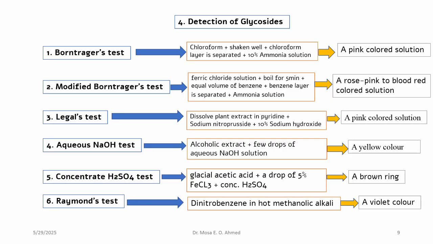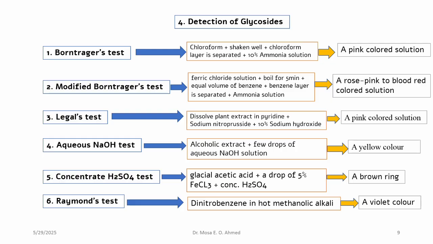Borntrager test is used for detecting the presence of anthraquinone glycosides, and Borntrager test consists of chloroform extract beside 10% ammonia solution. Borntrager test gives a pink colored solution in case of presence of anthraquinone glycosides, mainly O glycosides.